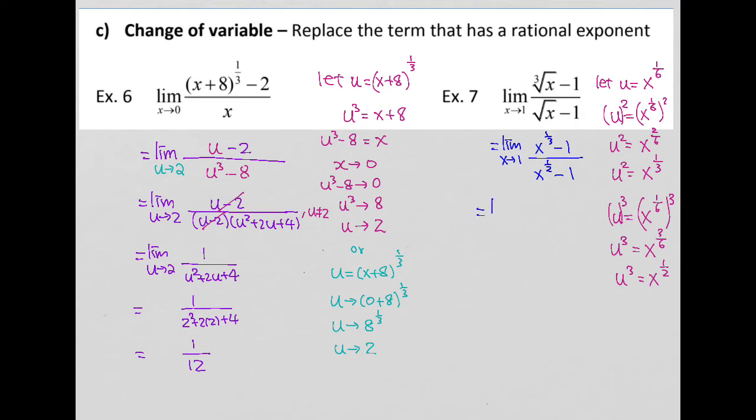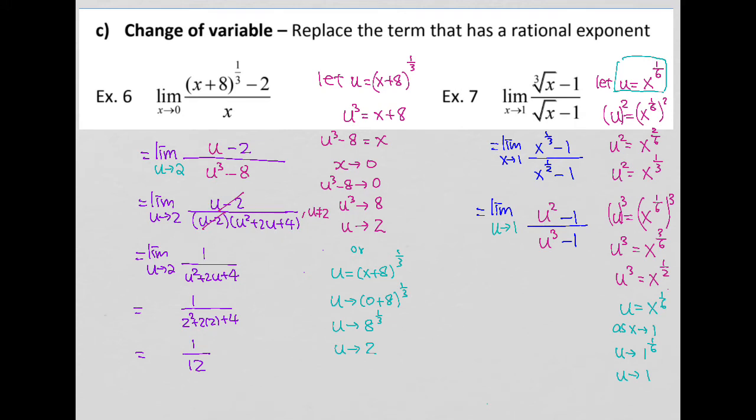So this equals the limit, and the numerator will become u squared minus 1, and the denominator will become u cubed minus 1. We also need to figure out what u is approaching when x is approaching 1. Let's look at this information again. u equals x to the power 1 over 6, so as x approaches 1, u is going to be approaching 1 to the power 1 over 6. So u is approaching 1 as well.